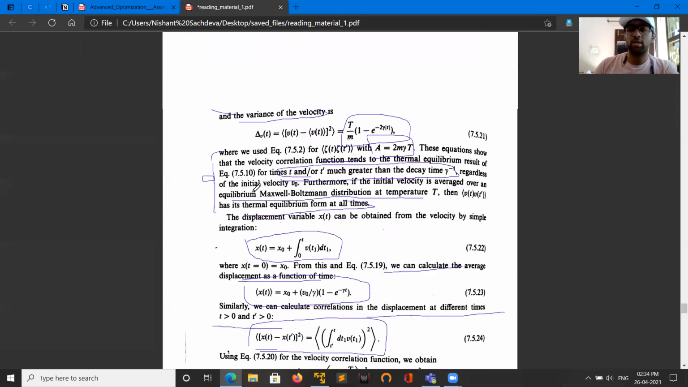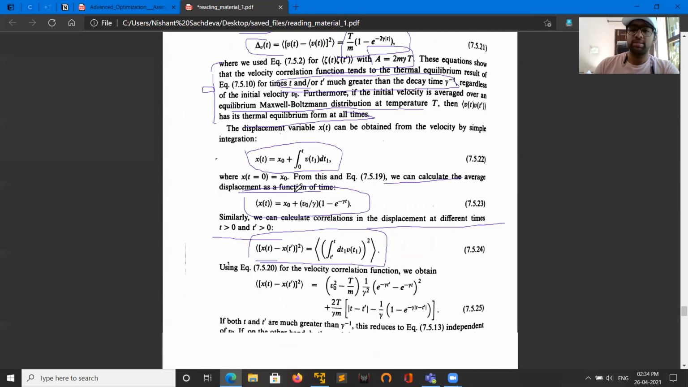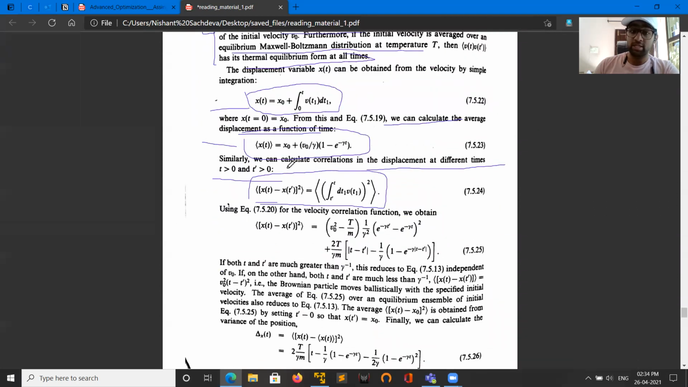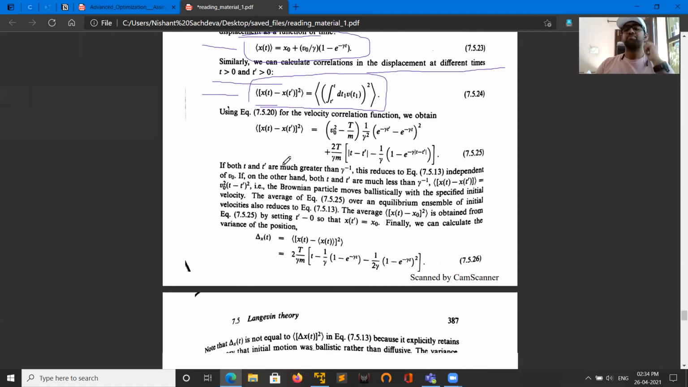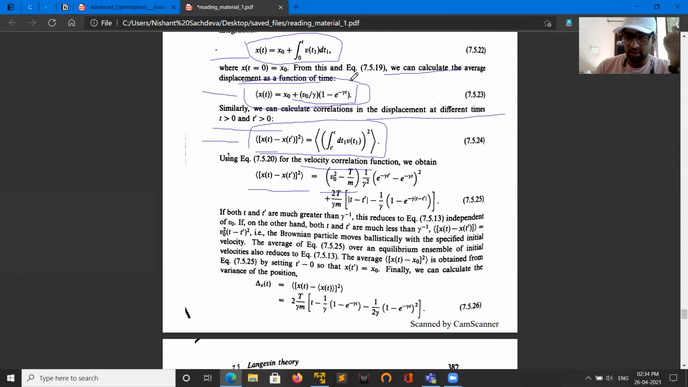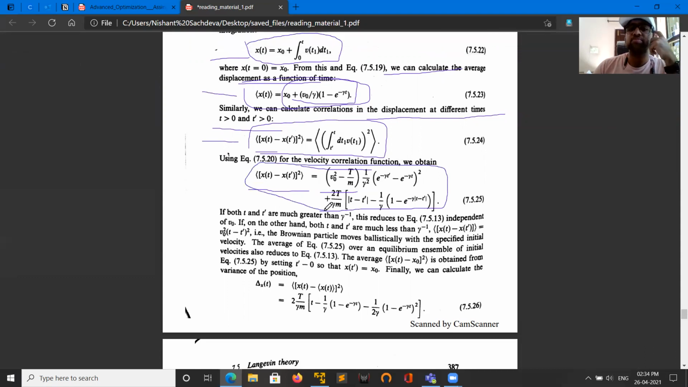They're calculating three formulas. So what we got was basically velocity correlation, and the variance in velocity. Then we got displacement. Then we got the average displacement. Then we got displacement correlation, and finally velocity correlations. Now, using equation 7.5.20 for the velocity correlation functions, we obtain x of t minus x of t dash in terms of velocity. We'll put those equations here and we'll get the final equations for this particular expression.